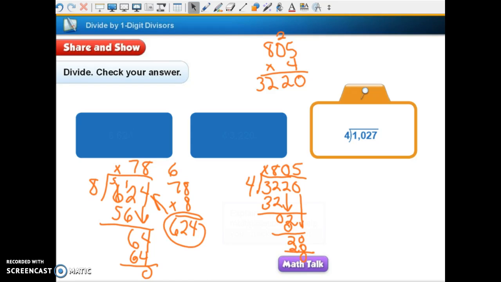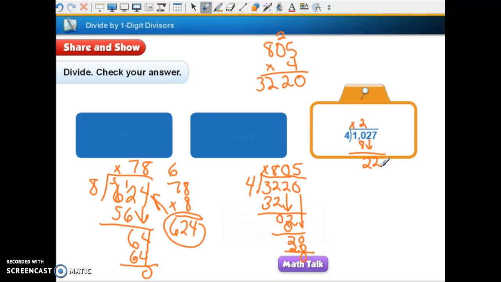Will 4 go into 1? Can 1 be divided equally? No, it cannot. Can 10 be divided among 4 groups? Yes. We're going to have some left over, but it goes in there twice. That leaves us 8 to subtract 2. Then we're going to bring down our 2.